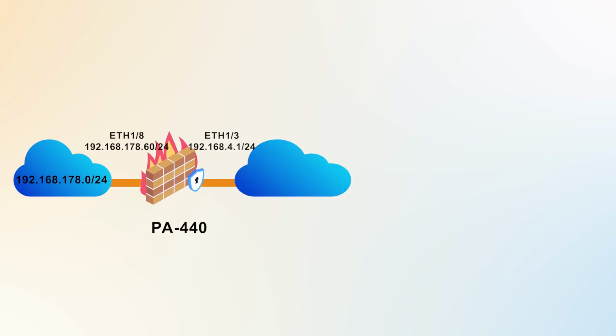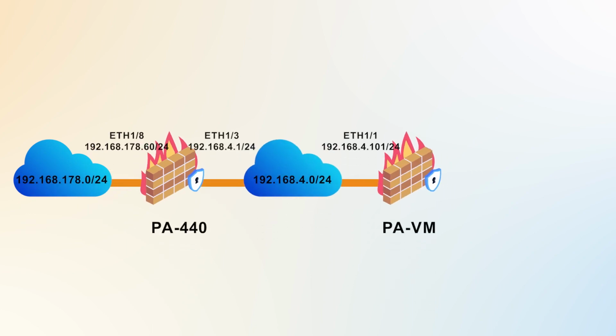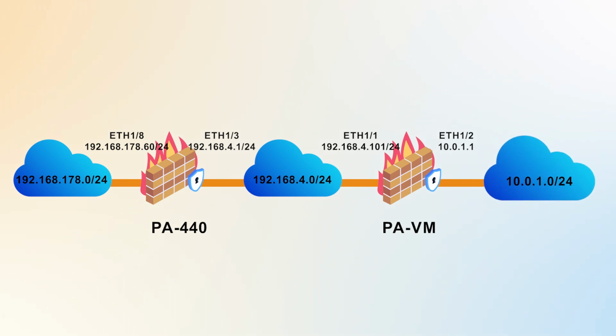So my network right now looks like this, and I would like to create a new network behind the PA VM that it would look like this in the end. And I have to configure on my PA 440 the routing, a static route to this new network, 10.0.1.0, going out of the interface Ethernet 1.3. So let's get to the firewall.